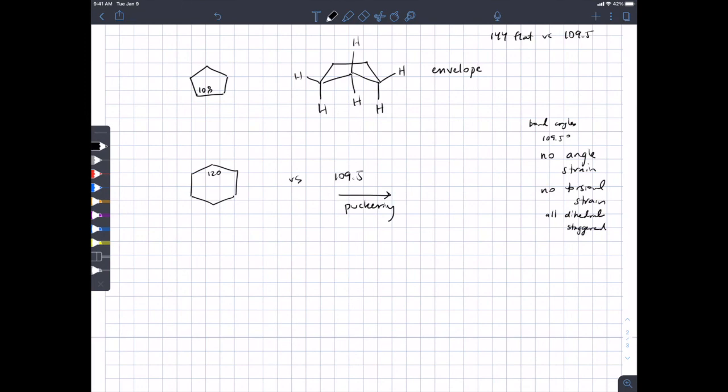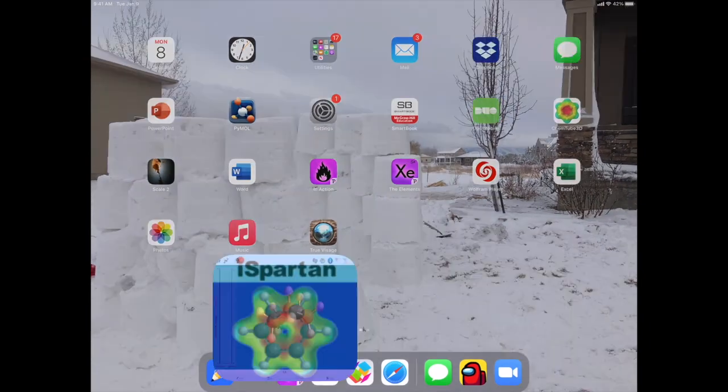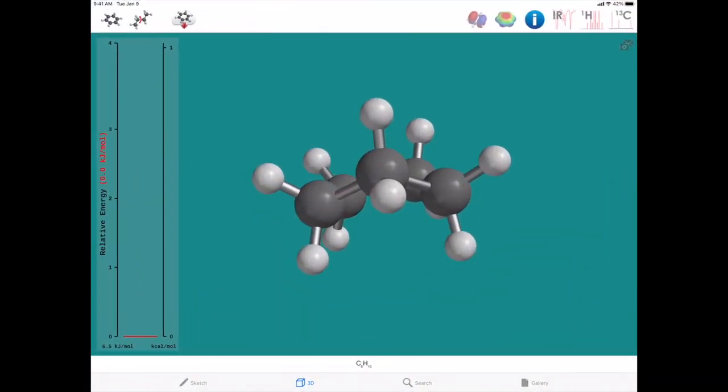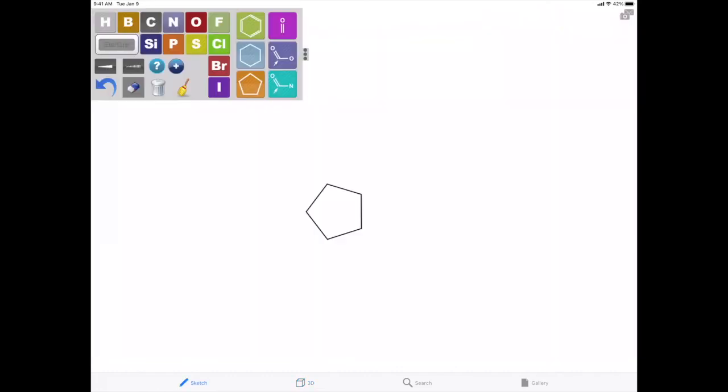Someone has asked, so angle strain has to do with bond angles and torsional strain has to do with dihedral angles? Yes, that's right. So the conformation is called the chair. And I will show it to you in Spartan, and then we will learn how to draw it. And then we'll talk about the options that are available to the chair.